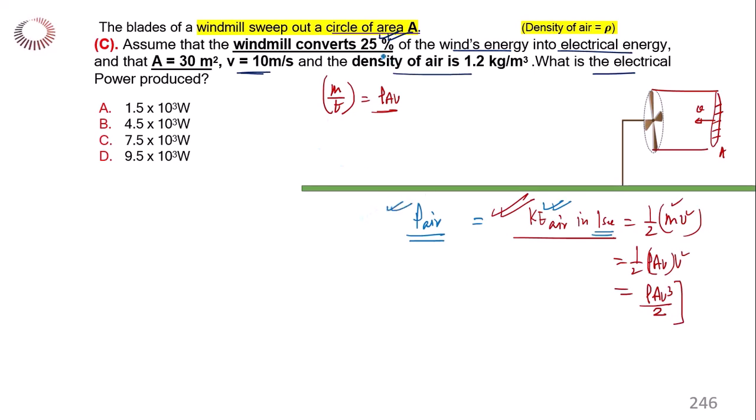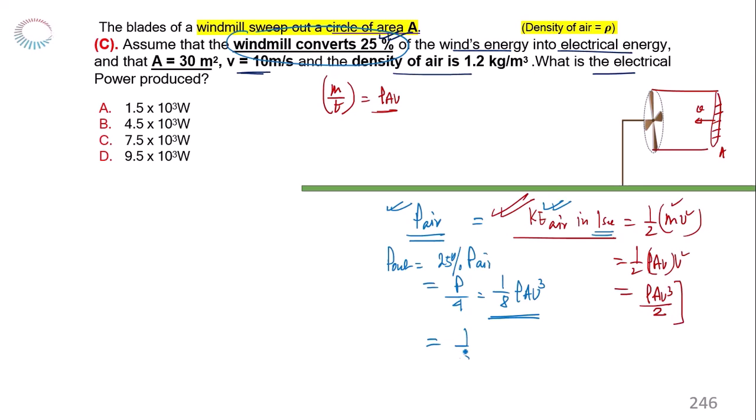But in the question, it is given that the windmill is only converting 25% of this. Okay. So output power is how much? Output power is 25% of input power developed by the air. That means ultimately it is P by 4. So 1 by 8 into rho a v cube. That will be your answer. Okay. 1 by 8 rho a v cube.